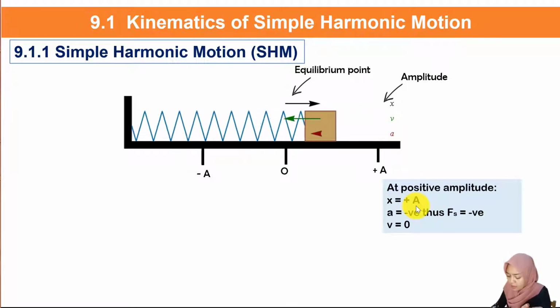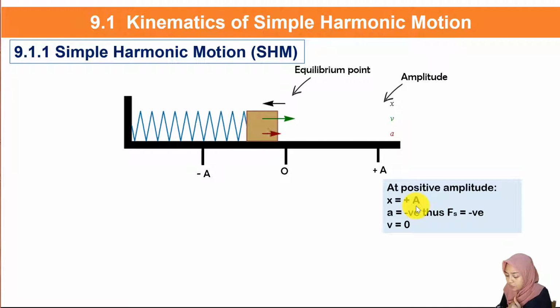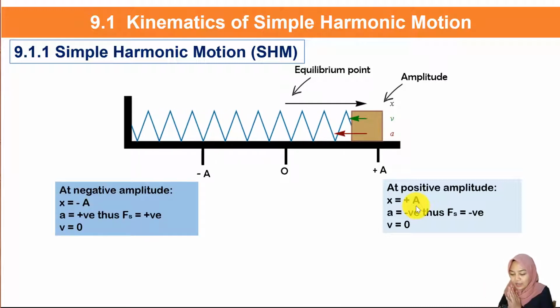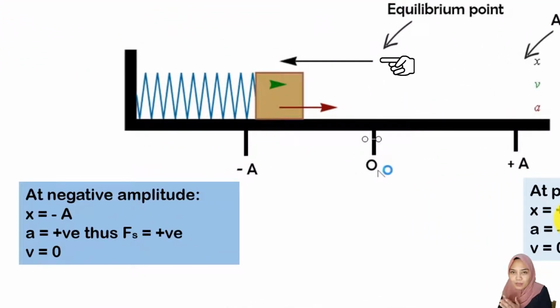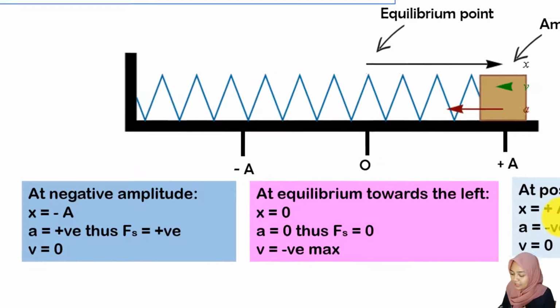But do we have any information for the negative amplitude? Yes, we do. Look here. As the displacement is negative at negative amplitude, the acceleration becomes positive, so the restoring force also becomes positive. And notice that the velocity is 0 at maximum displacement.